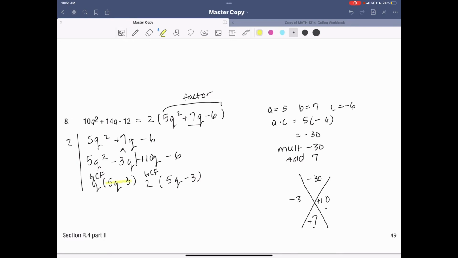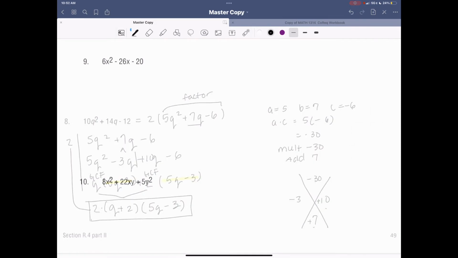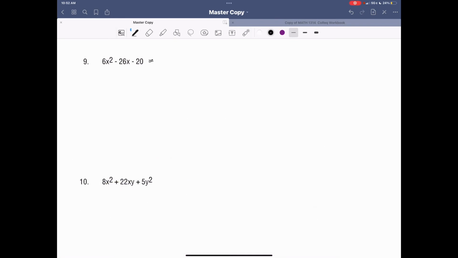We want to make sure that these match. So I get a GCF group from here, that's going to be q plus 2. The second group is going to be 5q minus 3. And then don't forget to bring down that 2. So the 2 is being multiplied by each linear factor. And that's your solution. Number 6, we want to factor out the GCF before we can start.